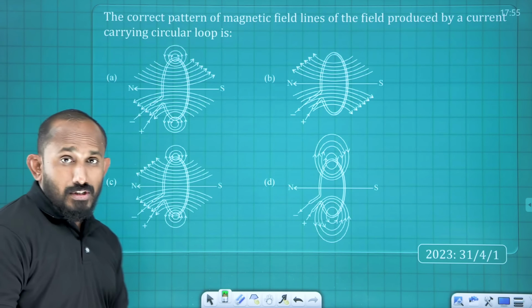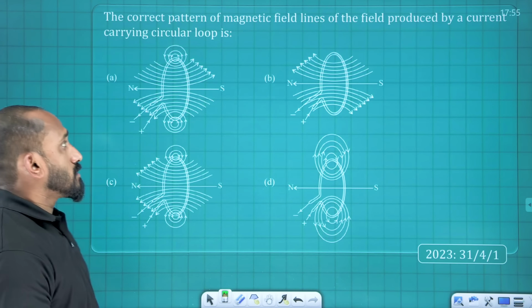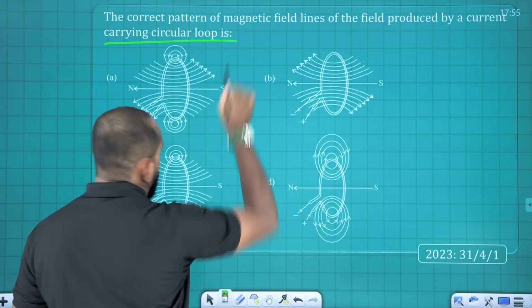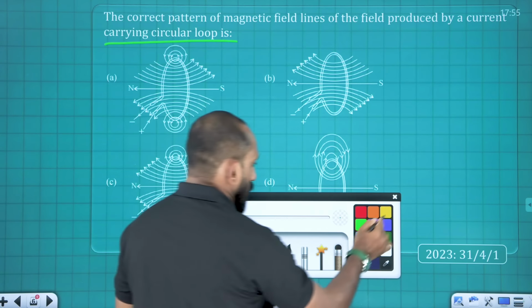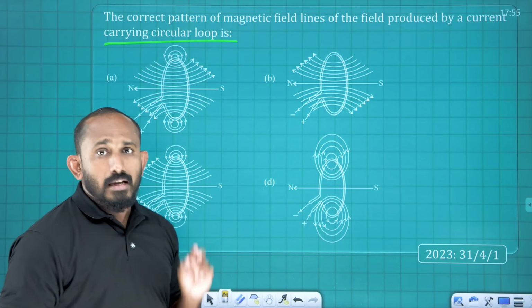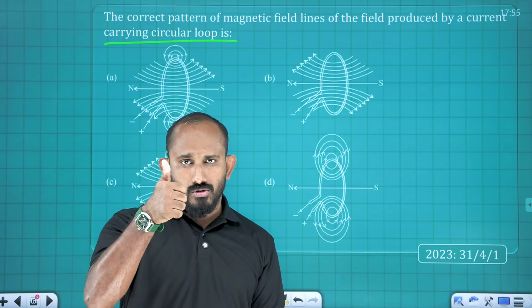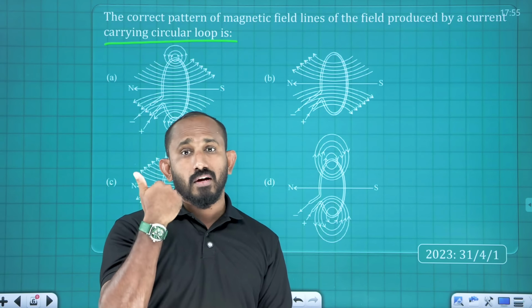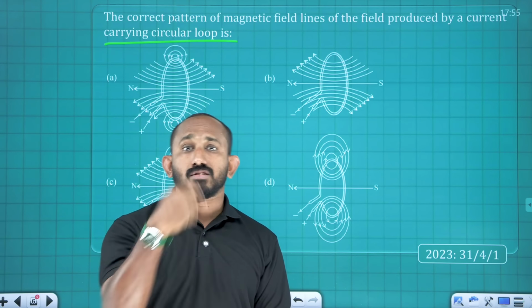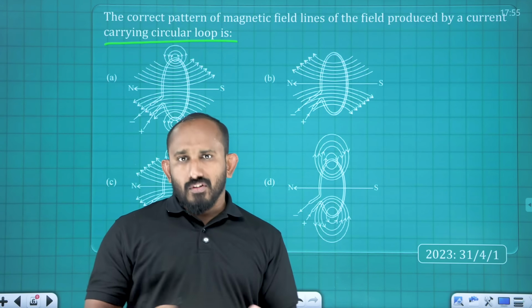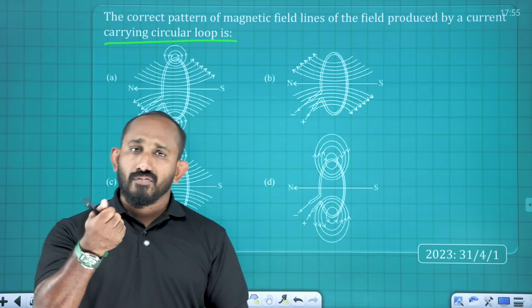The correct pattern of magnetic field lines of the field produced by a current carrying circular loop is... So there is a circular loop. In that, if you pass current, it will have a magnetic field direction. You know, the right hand thumb rule we can use to find the direction of magnetic field due to a straight conductor as well as a circular conductor. So if you know the direction of current, then the direction of magnetic field can be found.